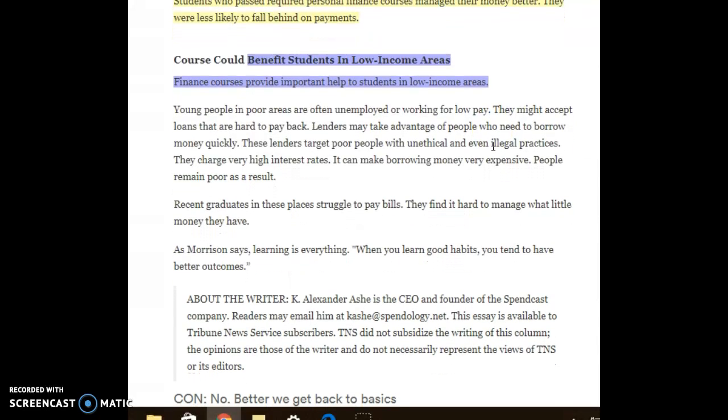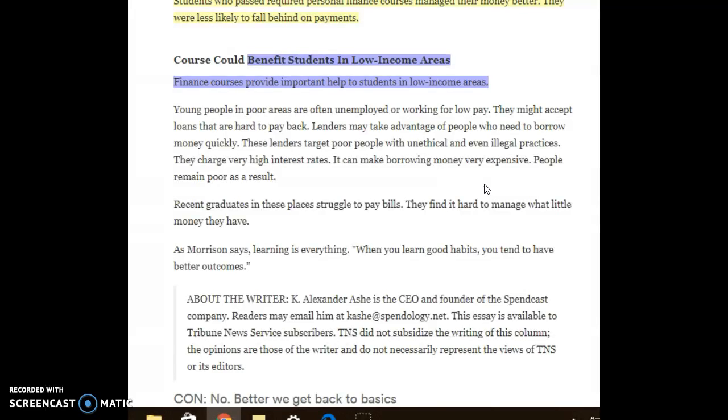Young people in poor areas are often unemployed or working for low pay. They might accept loans that are hard to pay back. Lenders may take advantage of people who need to borrow money quickly. These lenders target poor people with unethical and even illegal practices. They charge very high interest rates. It can make borrowing money very expensive. People remain poor as a result.